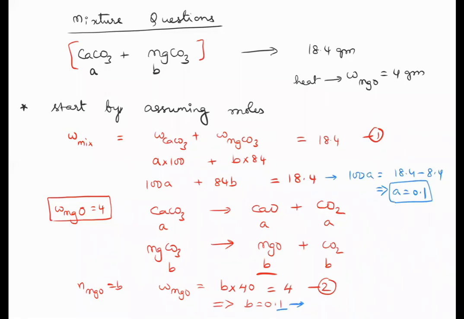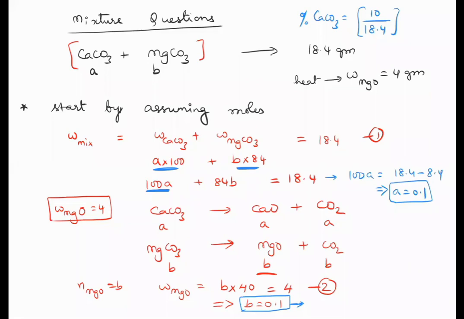But remember that these are moles. So he might ask you what is the percentage of calcium carbonate in the mixture. If he asks that, then what is the weight of calcium carbonate? 10 grams out of 18.4. How did it come? This is the weight of calcium carbonate, which is 100 times A. If he asks for the weight of magnesium carbonate, it would be 84 into B. So to get the percentage of calcium carbonate, you solve this.